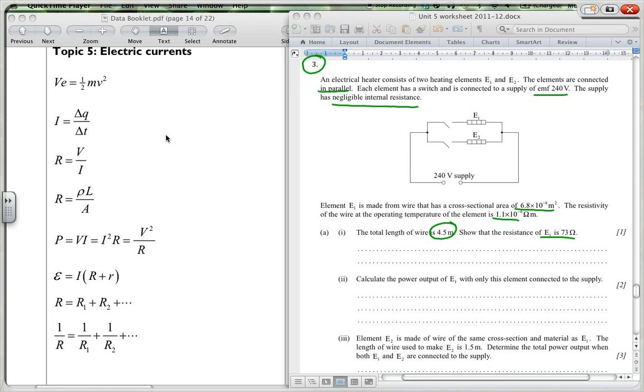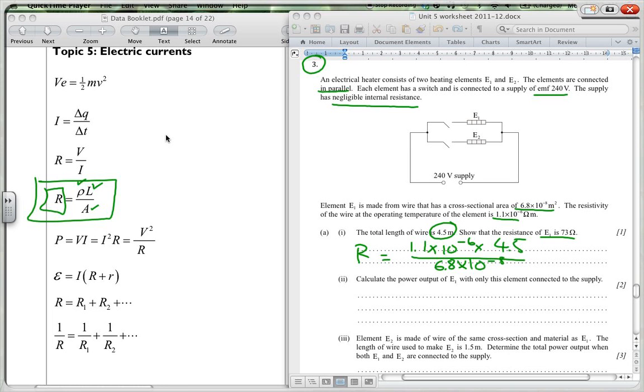So which formula are we going to use? Obviously this one over here, because we need to show the resistance. We've got the length, we've got the rho, the resistivity, and we've got the cross-sectional area. So it's just a matter of putting that in. So we get R is equal to 1.1 times 10 to the negative 6 times your L, which is 4.5 meters, divided by 6.8 times 10 to the negative 8 meters squared.